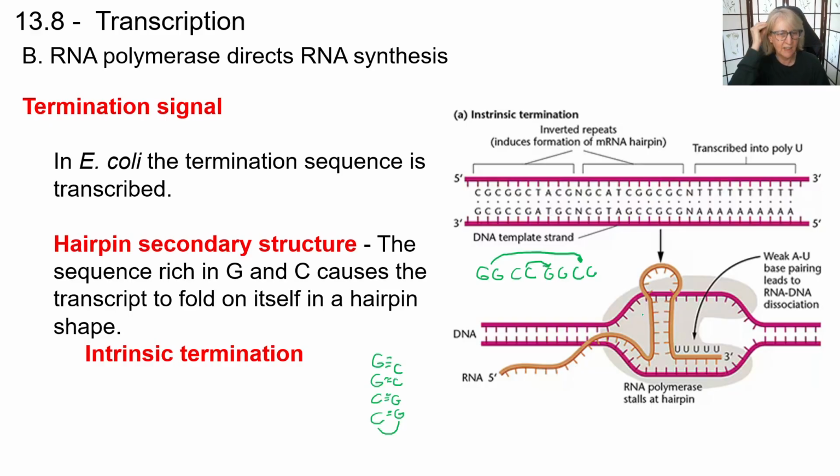I had always learned it as a hairpin because it looked like a pin of hair stuck through the molecule itself. This fold messes up the speed and the rate that RNA polymerase is doing its thing, and it causes the RNA polymerase to fall off. This is an intrinsic termination.